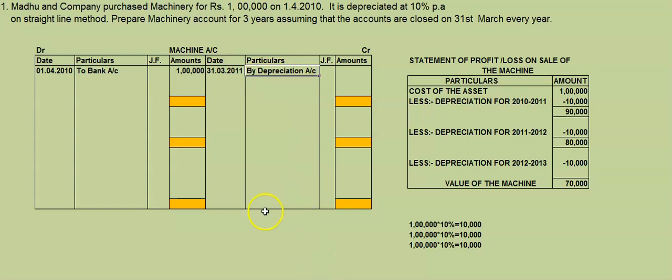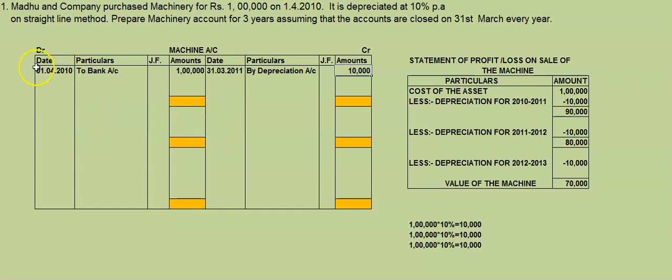What is the entry when we provide depreciation? How much is the depreciation for the first year? 10,000. We have taken 10,000. So machine account debit to bank, and for depreciation, depreciation account debit to machine account. So entry for depreciation is what? Depreciation account debit to machine account. So this way we have taken the entry.